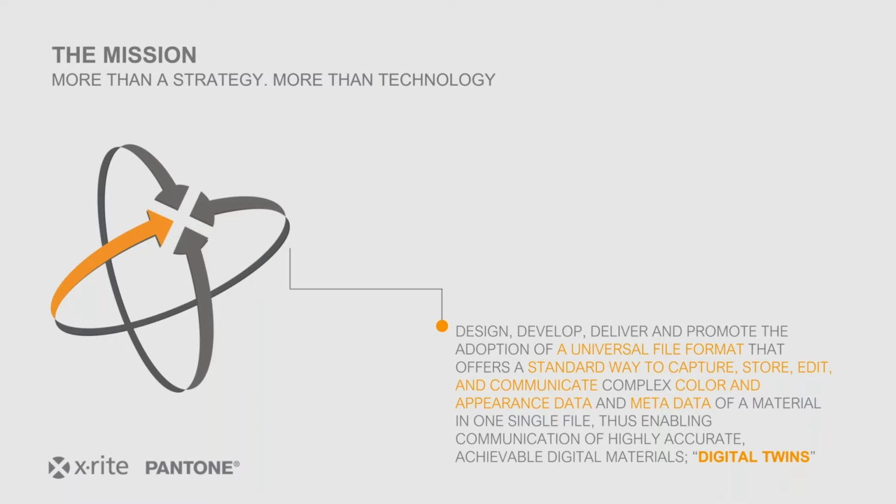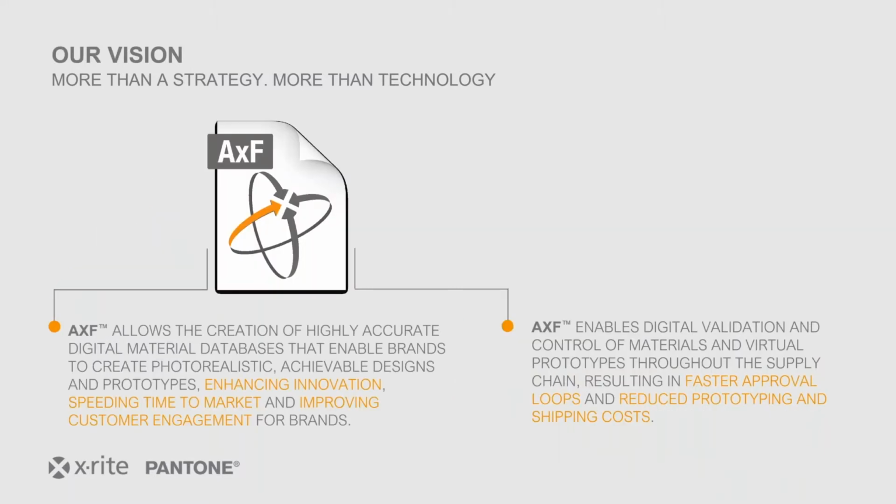So our mission with this technology is to help designers and marketing people and anybody in the product chain to use our new universal file format called the AXF, or Appearance Exchange Format, to help in communicating all the material characteristics such as color and appearance data, including metadata, so other information about the material, and what we like to refer to as a digital twin. So the AXF allows for the creation of highly accurate digital material databases. It allows us to create photorealistic and achievable design prototypes before we ever work with anything physically. It also enables digital validation and control of materials for virtual prototypes along the supply chain. So this helps in faster approvals and reducing prototyping and shipping costs.